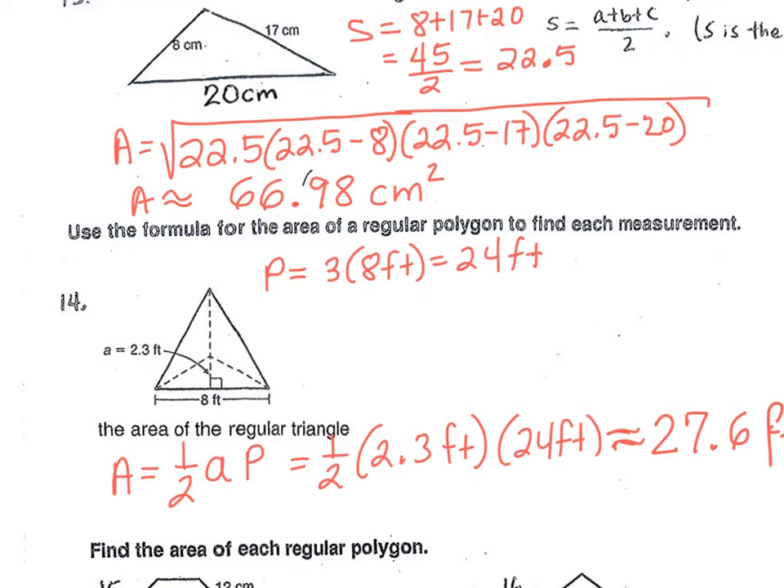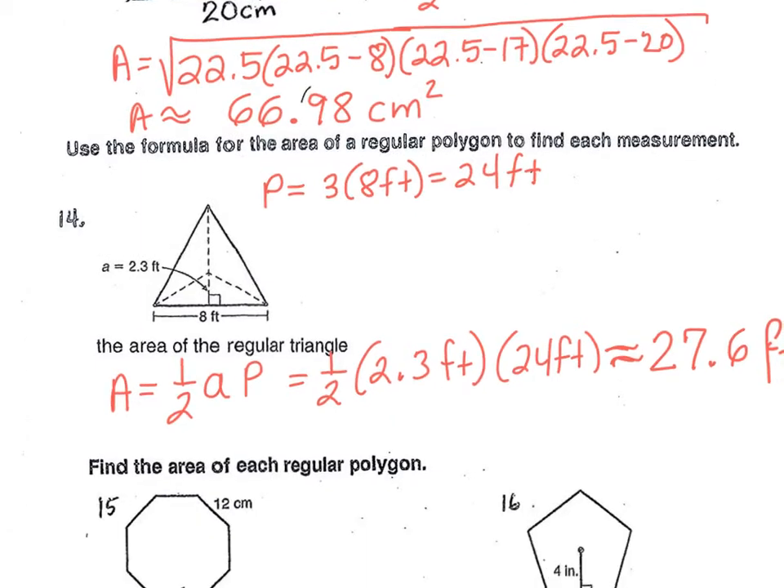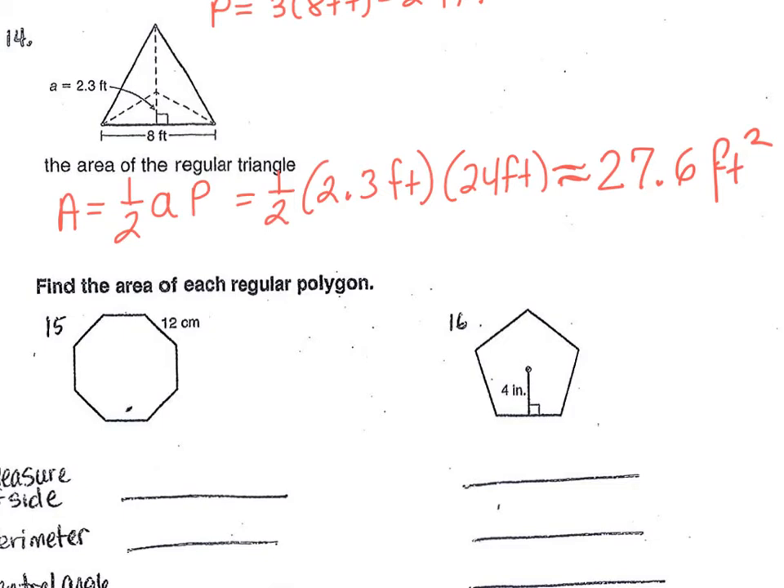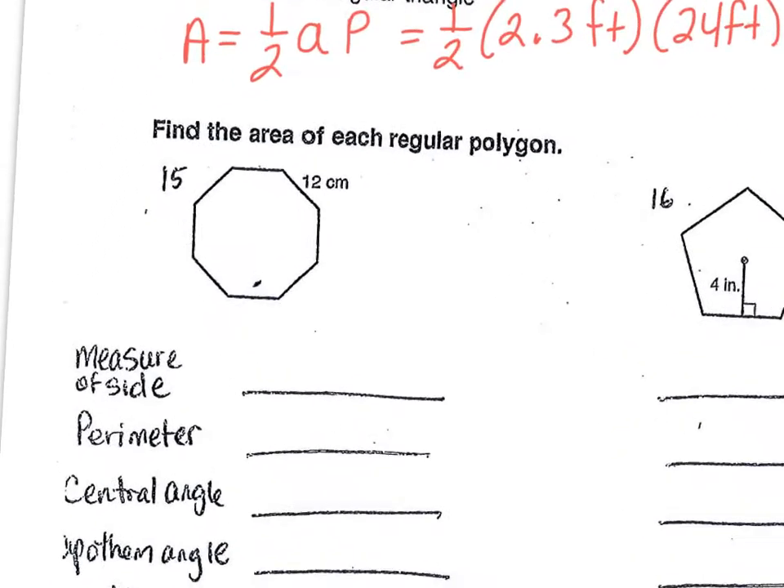That's the perimeter. When you plug it into the formula for the regular figure, it's 1/2 times the apothem times the perimeter. The apothem is 2.3. The perimeter is 24, so the answer is supposed to be 27.6 square feet. Did you get that? Yes? Great. Okay, so now let's go over number 15.